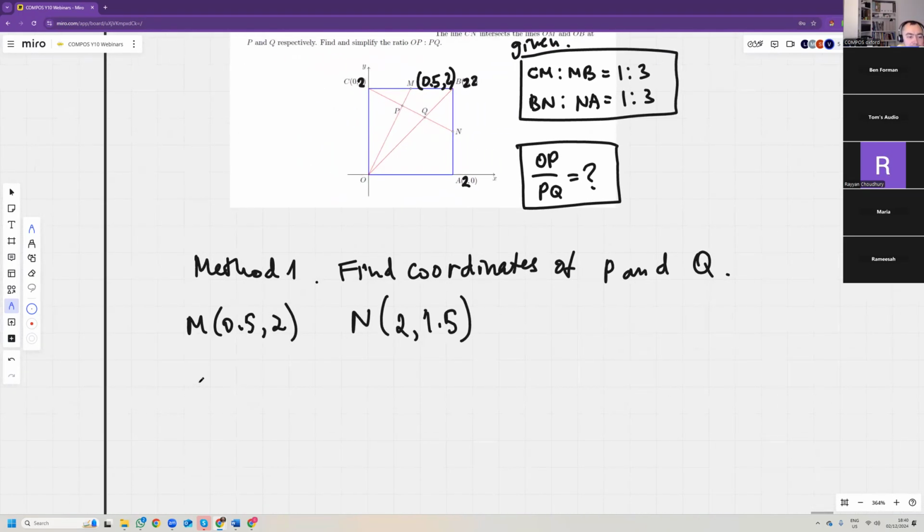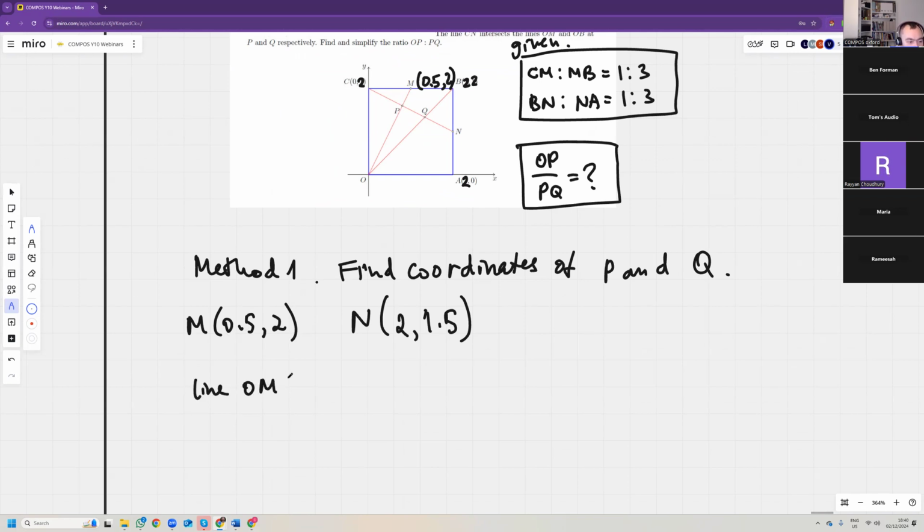Right, and M and N. In your problem, the ratio is 1 to 1, so it's different. So you have these coordinates. So you have the line OM. You can find the equation of line OM.